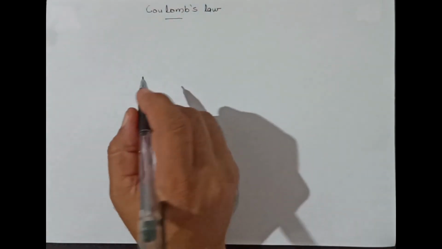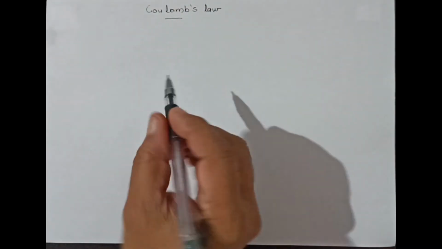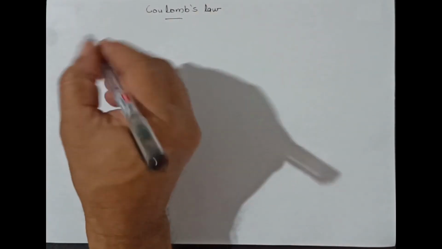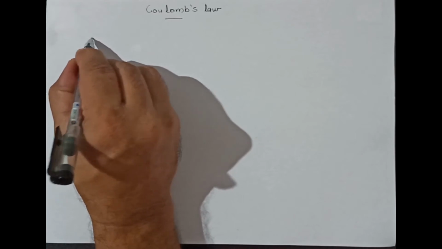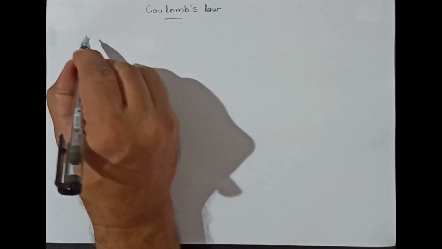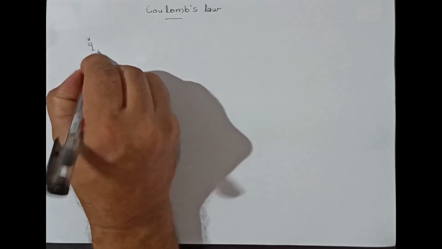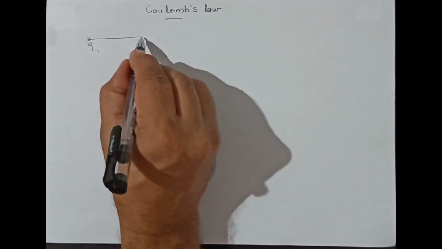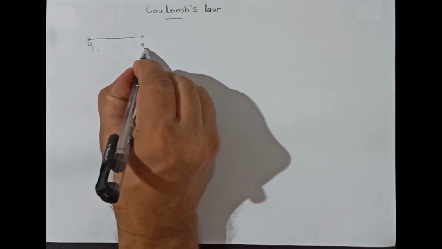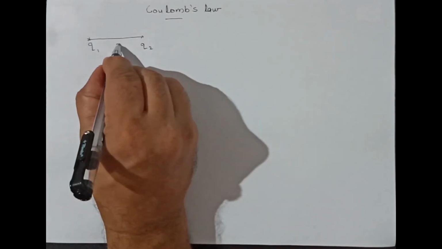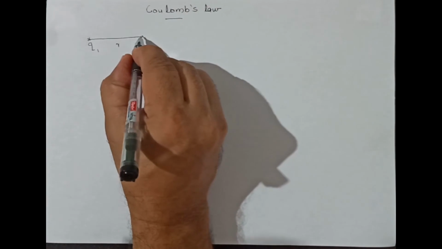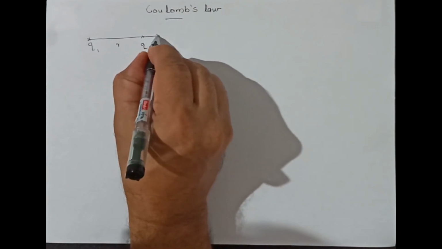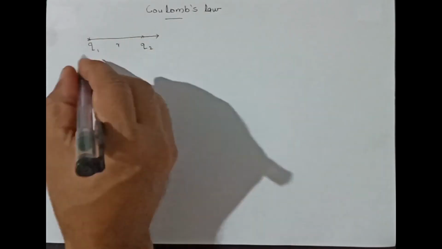Okay, in this lesson we will get our first glance at Coulomb's law, which gives you the relationship for the electrostatic force between point charges. So let us consider 2 point charges, Q1 and Q2, separated by a distance r in free space or vacuum. Free space and vacuum, they are the same.